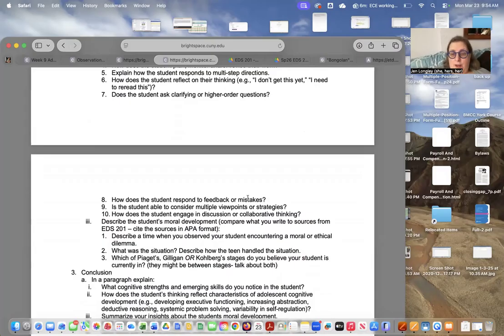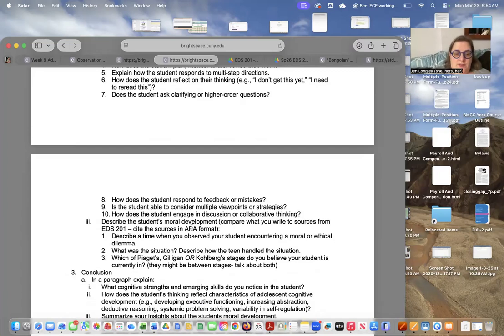This is some growth mindset, but remember the foundation of growth mindset is that the student needs to have confidence that they can tackle problems. Is the student able to consider multiple viewpoints or strategies? And does the student engage in discussion or collaborative thinking? It's not just talking about, but really thinking about what people said.